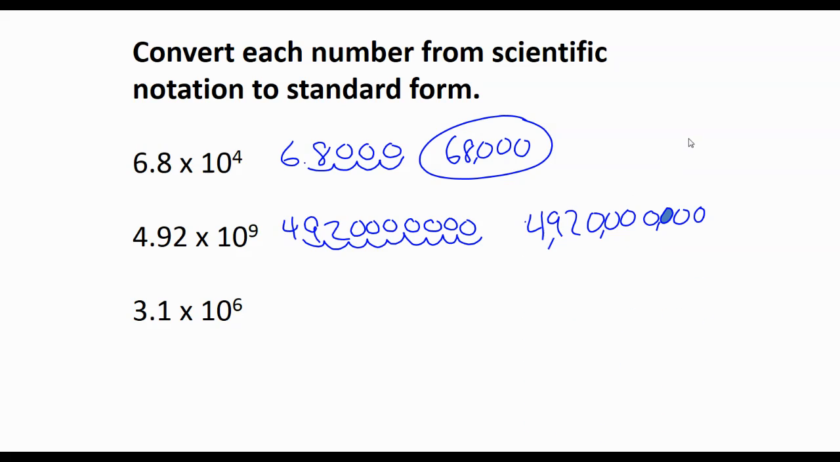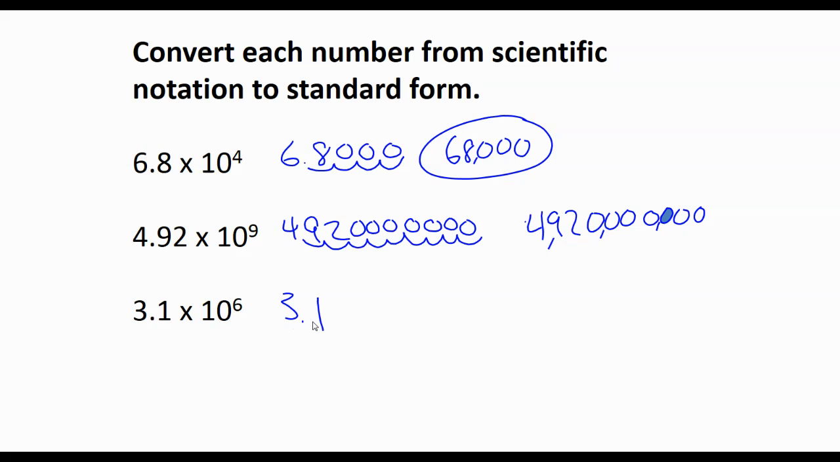So I'm going to rewrite this number. I put my commas in. It'd be 4,920,000,000. So our next one, 3.1 times 10 to the 6.